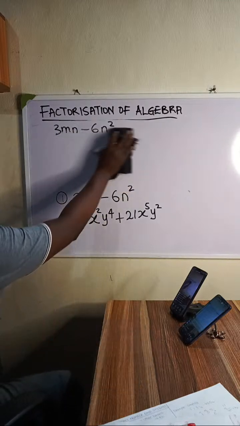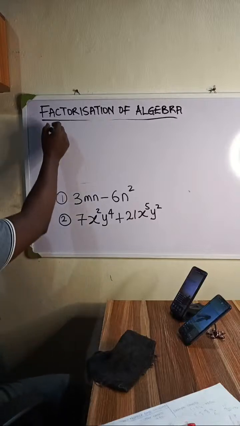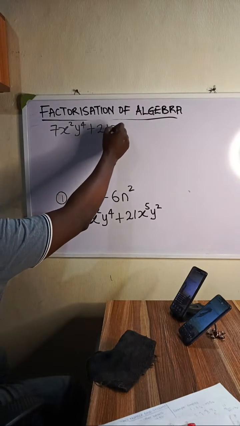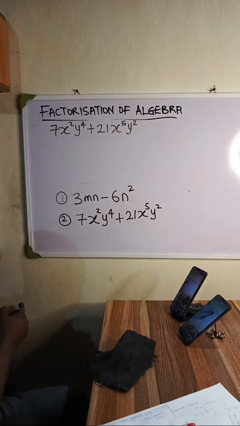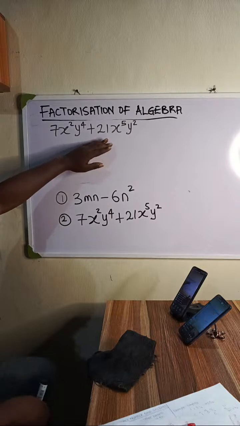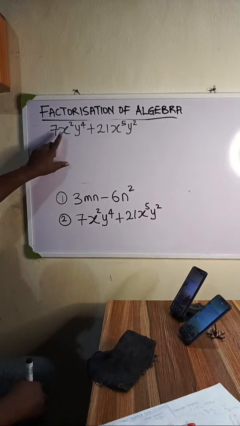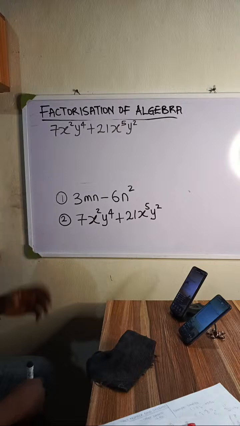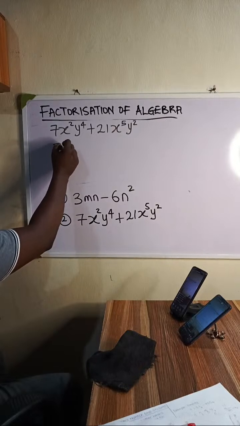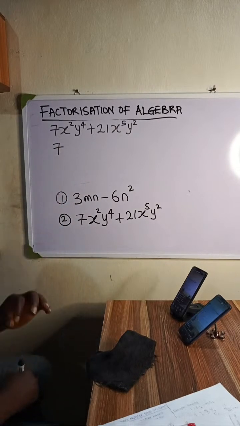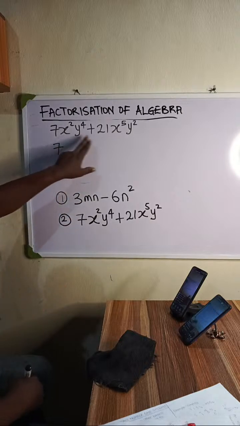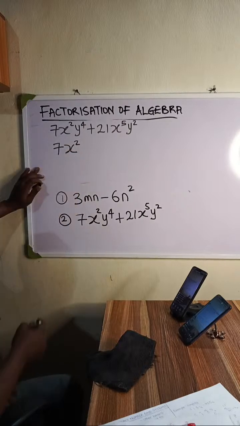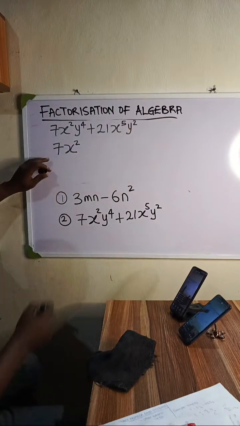Okay, let's look at the second one. The second one we have 7x squared y to the power of 4 plus 21 x to the power of 5 y to the power of 2. Looking at this, we know that the number 7 and the number 21 have something in common. The largest number that can divide both 7 and 21 is 7. So we've gotten the HCF of the numbers. We look at the alphabet. The first one is x. So x squared and x to the power of 5. What is common is x squared. Y to the power of 4, y to the power of 2. We have y to the power of 2.